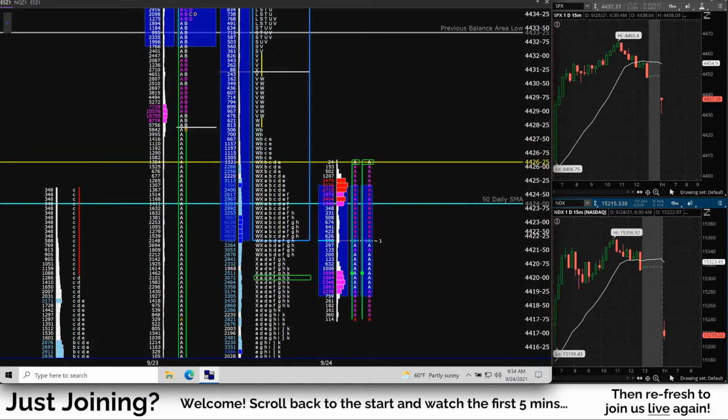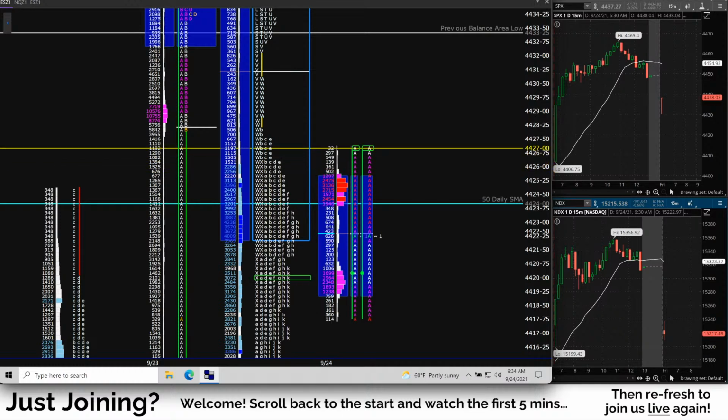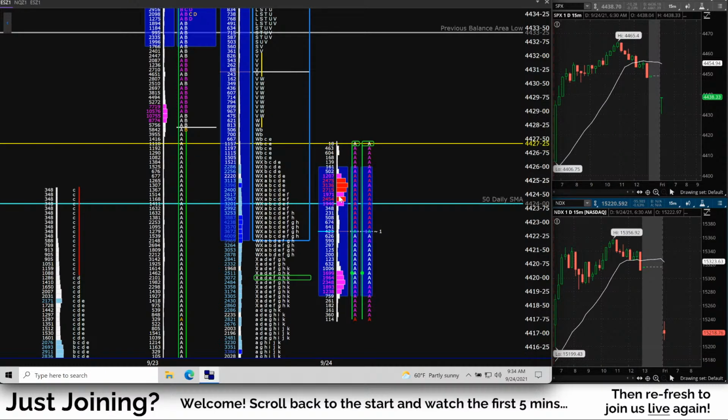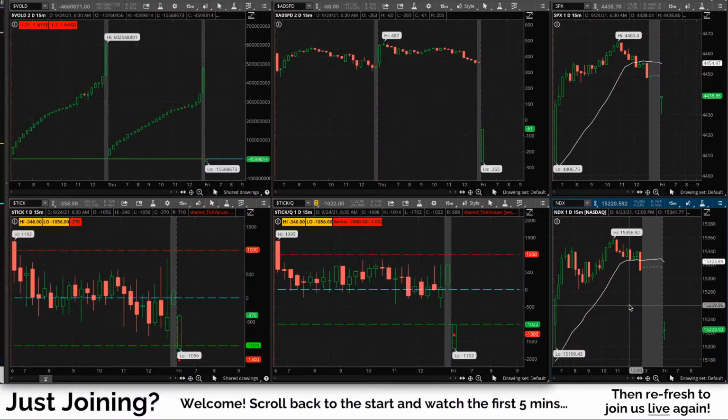All right. So, first potential resistance. Push right through it, that 50 MA. And then it's acting as support, so we're getting our first bullish signals here in the market. Internals looking great. They're recovering.